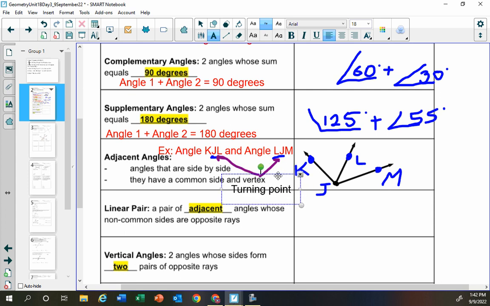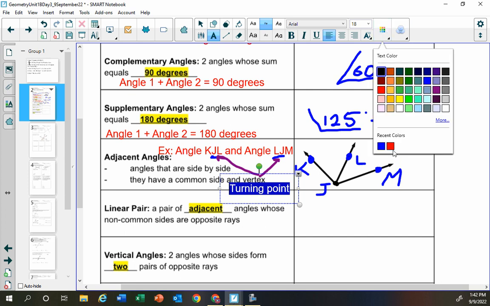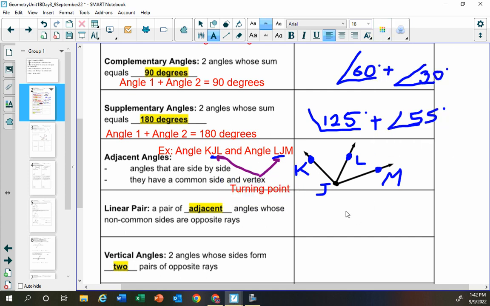So vertex is turning point. All right. So next thing we're gonna talk about linear pair. So linear pair, that's a pair of adjacent angles whose non-common sides are opposite rays.